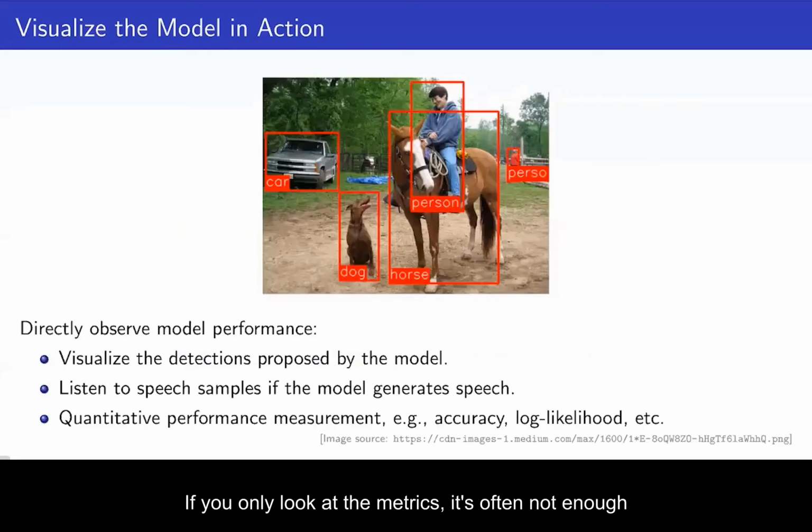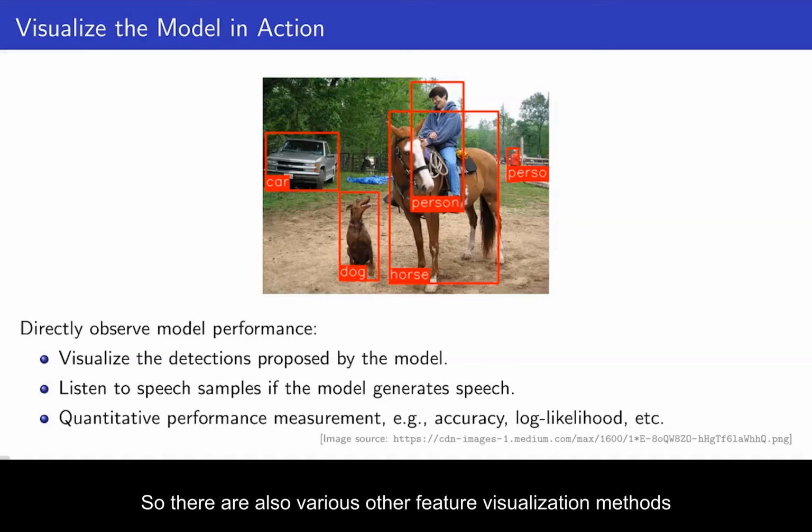Another good strategy is to visualize the outputs of your model. If you only look at the metrics, it's often not enough because you don't really know in which cases your model is performing poorly. In the example shown here, let's assume that we do object detection and you visualize the output. Then, for instance, you find that your detector is always making mistakes while trying to detect a person. Then maybe you can infer that your data set has fewer examples of persons, and then you can fix that. If your model is generating, for example, speech, then maybe you want to listen to the speech samples and see if you can find anything wrong with it.